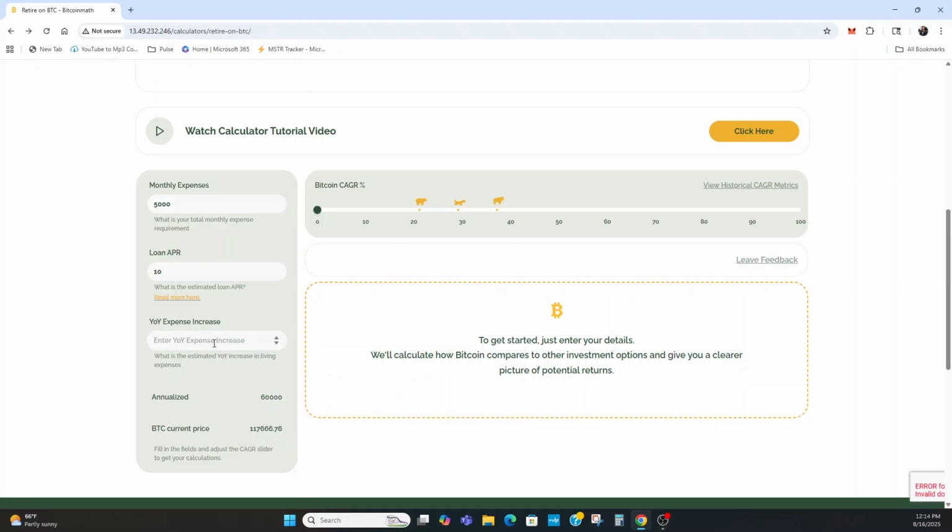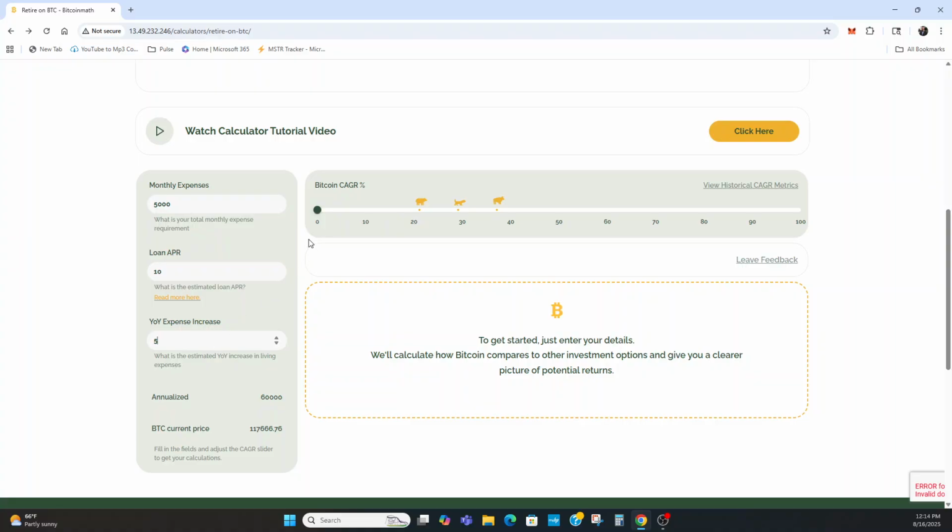Okay. Now, year over year expense increase. My $5,000 monthly expense, how much might that increase year over year as I look to spend more money, live more lavishly? Perhaps I'm going to cut down on my spending, or perhaps I want to factor for inflation. However you want to model it is totally up to you. I'm going to keep it simple and say 5%.